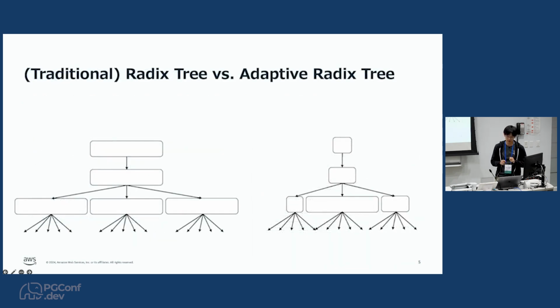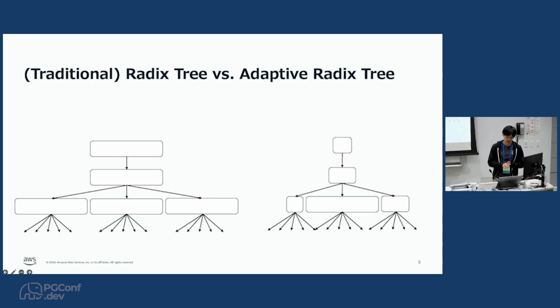This slide illustrates what a traditional radix tree and an adaptive radix tree look like. On the left side is the traditional one, which consists of homogeneous nodes with the same fanout, and all nodes are the same size. It's very easy to understand, but it's also easy to see how this can be inefficient, especially when most of the child nodes are null.